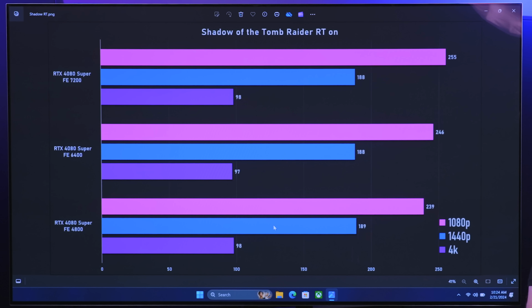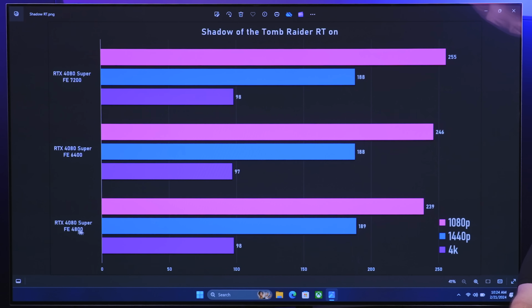We turn on ray tracing, exact same story. As you can see, although at 1440p, it's pretty much a wash, 189, 188, 188, because again, GPU bound. RT is on, much lower frame rates. But you can see the 7200 pulled out quite ahead, 255 versus 246. Again, no one is gonna notice that with their eyeballs, period. You are gonna notice that with your wallet though and the difference of price between the RAM.